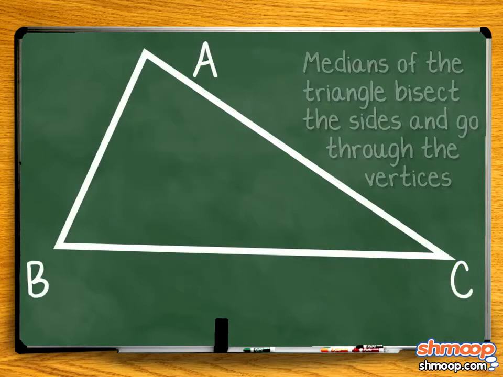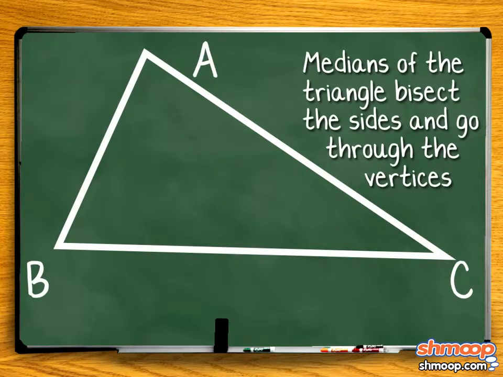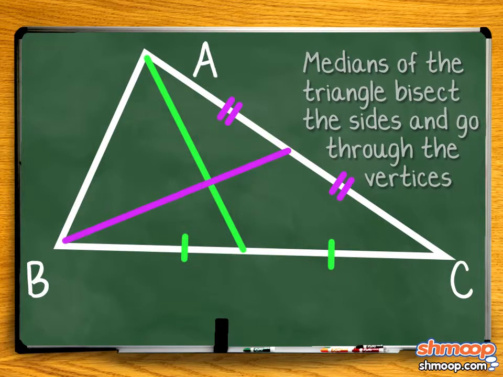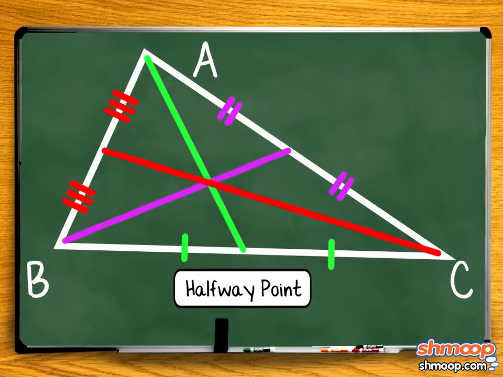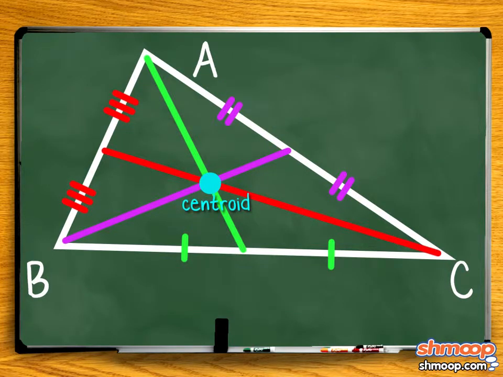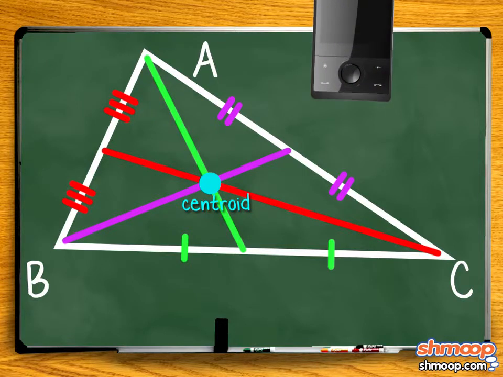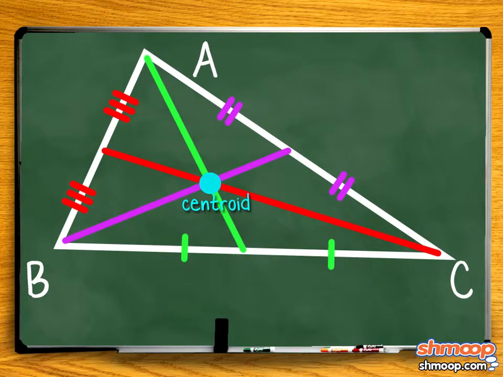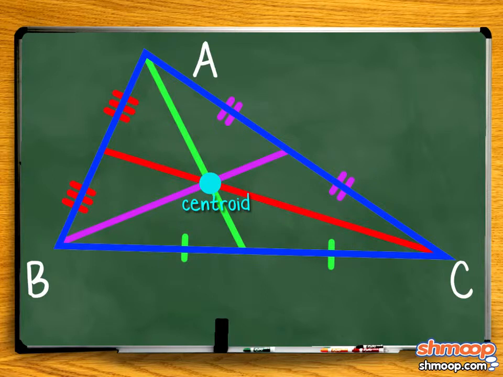If we draw in the medians of the triangle, which bisect the sides and go through the vertices, they will all intersect at another point called the centroid, distant cousin to the Google phone. The centroid is always inside the triangle and divides each median into two segments, one that's twice the length of the other.